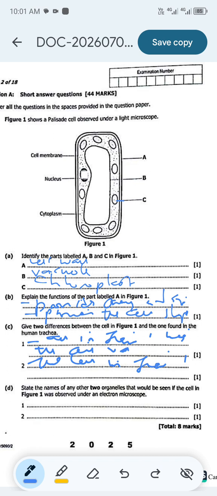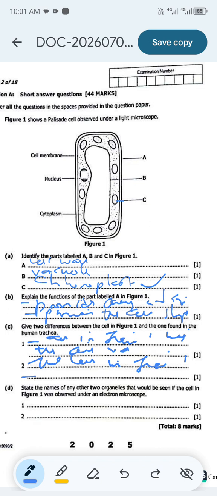Then I'm going to give you a bonus, the third difference. The cell in figure 1 contains chloroplast, the one we just labeled, because chloroplast is very important in the process of photosynthesis. However, the cell found in the trachea does not have it. So I've given you three differences, and you are going to choose for yourself.